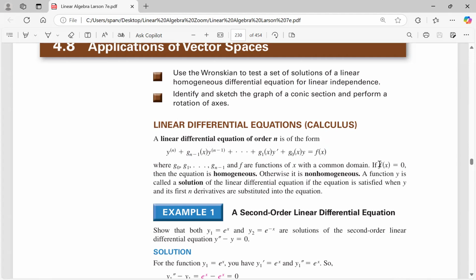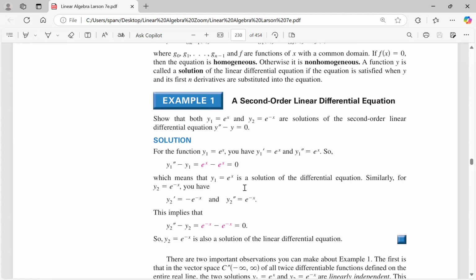Now, if f of x equals 0, then the equation is called homogeneous. Otherwise it's not. Now, what is the solution? A solution to any differential equation is going to be a function, which they call y. So the solution is a function y that satisfies this equation, so that you take its first derivative, second, third, and so on, and then you work this out, it equals f of x.